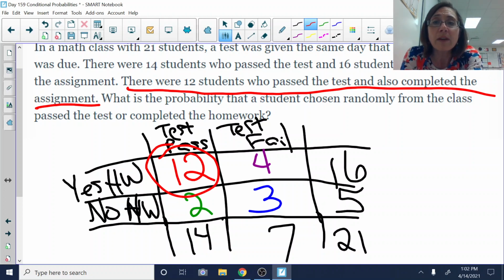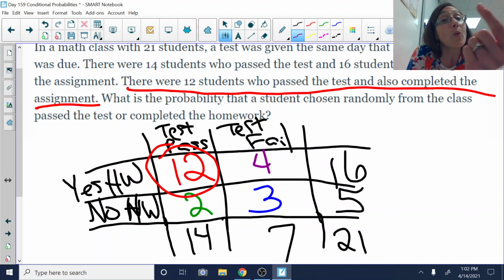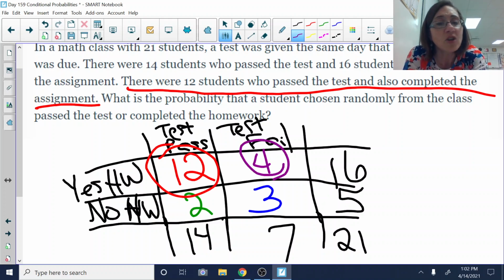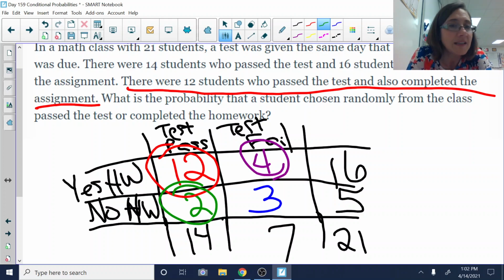So what about these 4 over here? Did they pass the test or complete the homework? Well, they did do the homework, so good job on the homework, kids. You get included. What about these 2 down here? They didn't do the homework, but they passed the test, so they get included as well. But those 3, they didn't pass the test or complete the homework, so we don't want to count those kids.